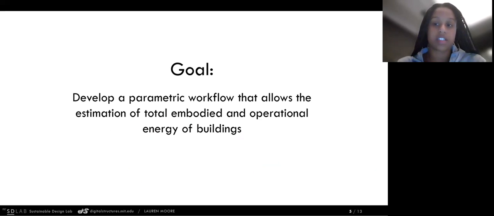So how do we accomplish this? We are looking to develop a workflow that's able to accurately estimate the embodied and operational energy of buildings. And we would like to make it parametric so it can be applied to any buildings in the United States and eventually used to model cities.